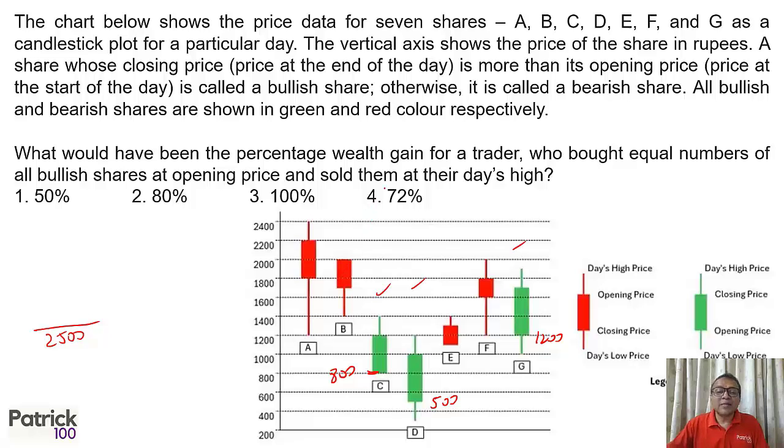What is the gain if it sells at the day's high? Here you are gaining a profit of 600. Here you go from 500 to 1200, so you are gaining a profit of 700. Here you go from 1200 to 1900, so gaining a profit of 700. If you add 600, 700 and 700, you have gained 2000. 2000 upon 2500 is 80%. So the second option is the answer.